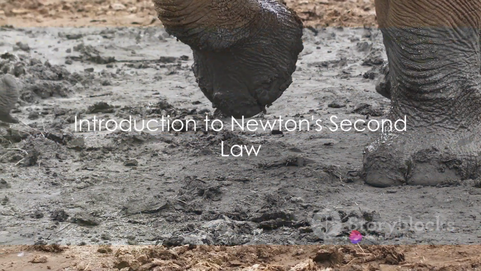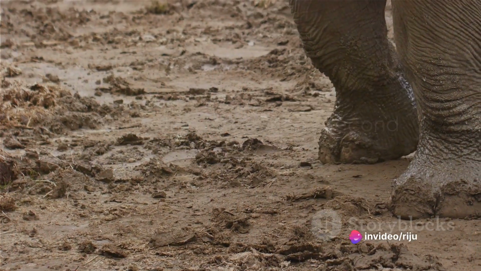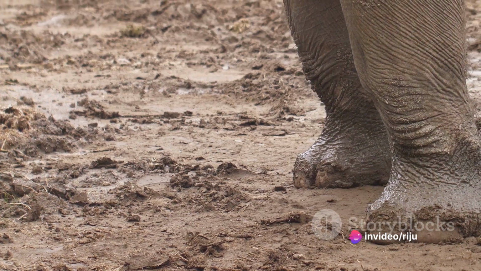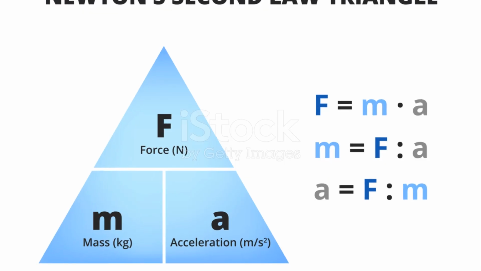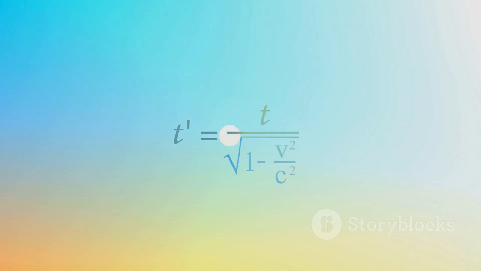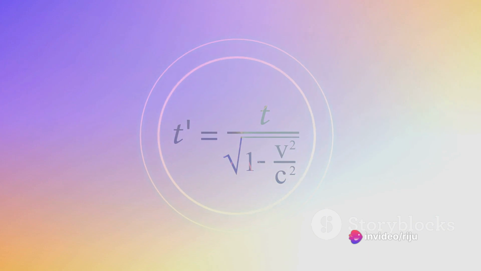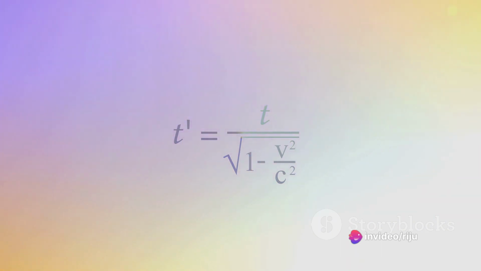Ever wondered why an elephant stomping on the ground feels like an earthquake, but you stepping on a bug doesn't even register? It all comes down to a simple yet profound formula from Sir Isaac Newton's second law of motion. Force equals mass times acceleration, often written as F equals ma.